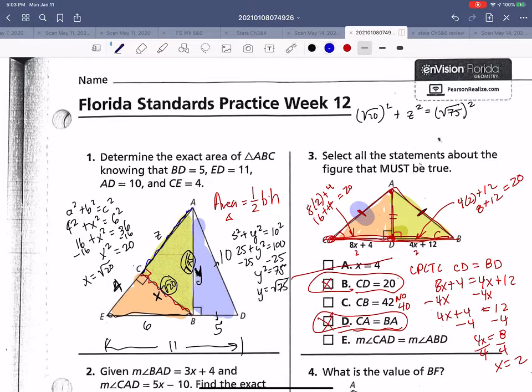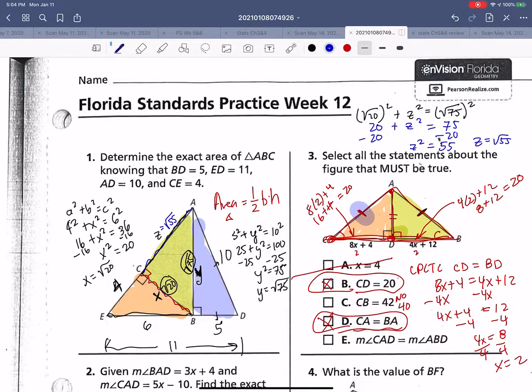So what do I get? Well, interestingly, when you take the square root of 20 squared, you just get 20. And same thing, square root of 75 squared is just plain old 75. So if I subtract 20 on both sides, what do I get? 55. All right, so z would be the square root of 55. So I have my answer, the square root of 55.